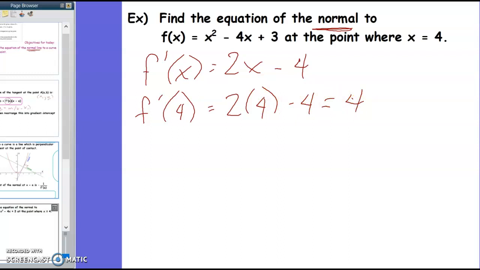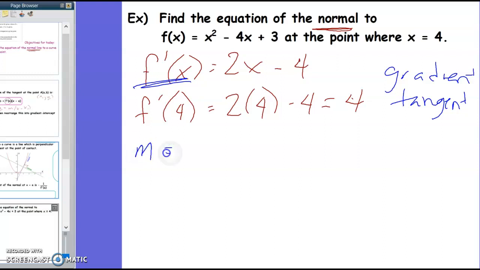Okay, so now let's think about what we have found here. That 4 that we have just found is the gradient of the tangent. And I know that to be true because I took the derivative, and the derivative gives us the gradient of the tangent line. Well, I don't want the tangent line, I want the normal line. So the gradient that I want to use, I'm going to take that 4 and do the reciprocal and then change the sign. The gradient that I want to use is -1/4.